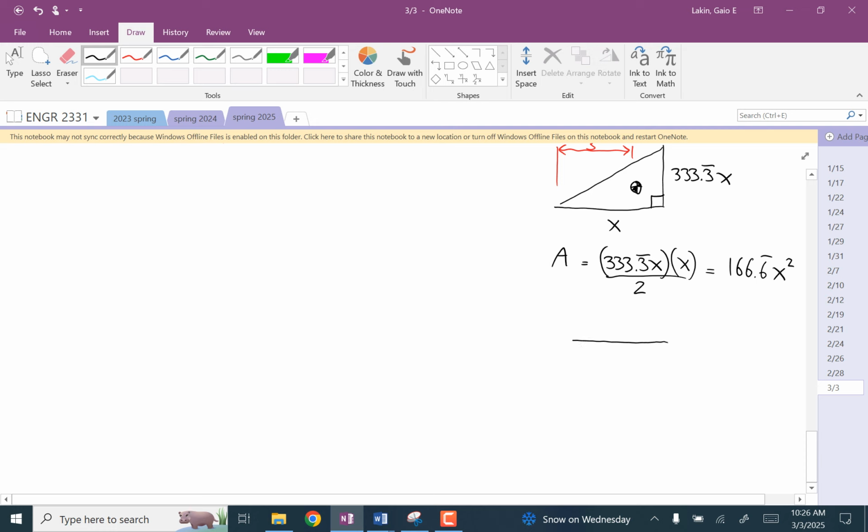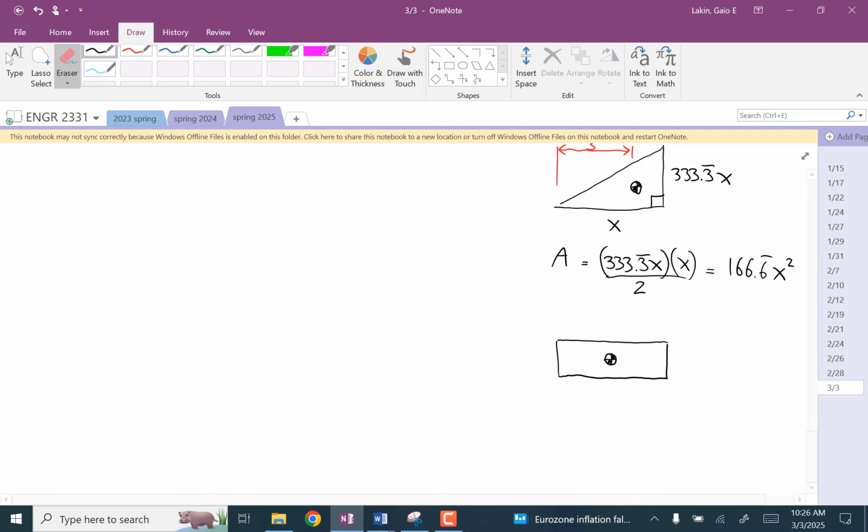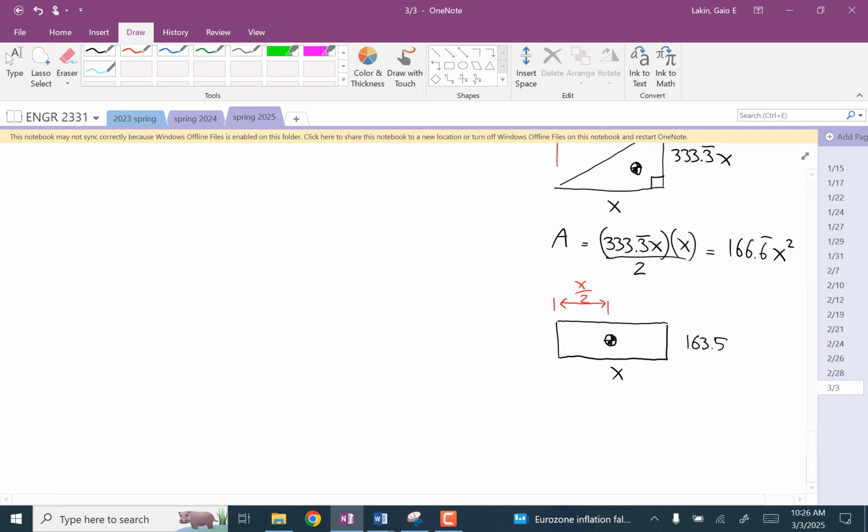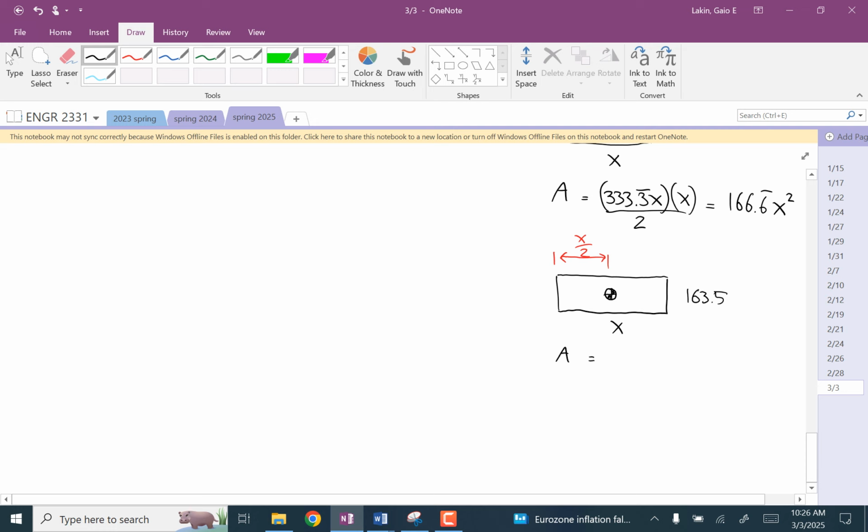And then I can think about the rectangle. The centroid of that is right in the middle. This is x. The height is 163.5. So this distance is x over 2. And the area is 163.5x.